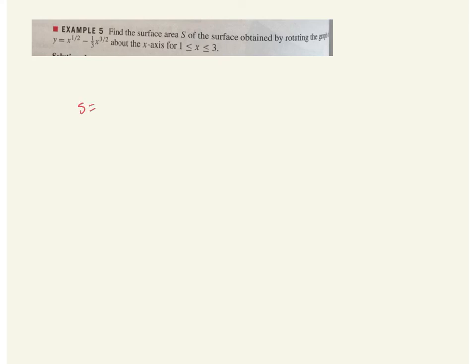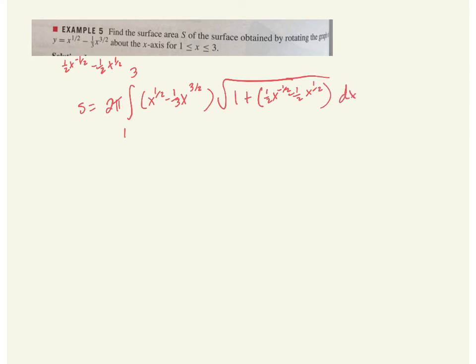So then surface area equals 2 pi integral from 1 to 3 of the function times the square root of 1 plus, this derivative is 1/2 x to the negative 1/2 minus 1/2 x to the positive 1/2, dx. Into our calculator, Math 9, it is 5.585.